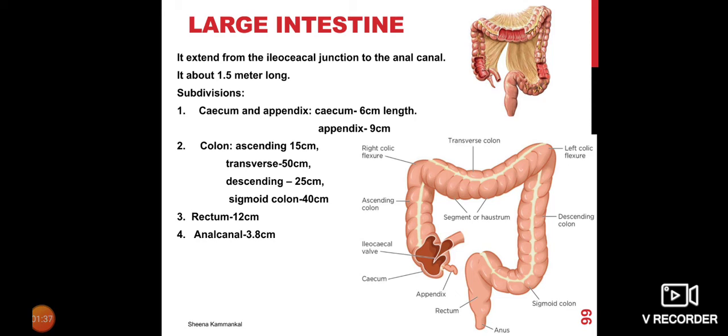The different parts of the large intestine measure 15 centimeters for the ascending colon, the transverse colon has 50 centimeters, the descending has 25 centimeters, and the sigmoid has 40 centimeters. So the transverse colon is the elongated part of the large intestine. The rectum is just 12 centimeters and the anal canal is 3.8 centimeters.